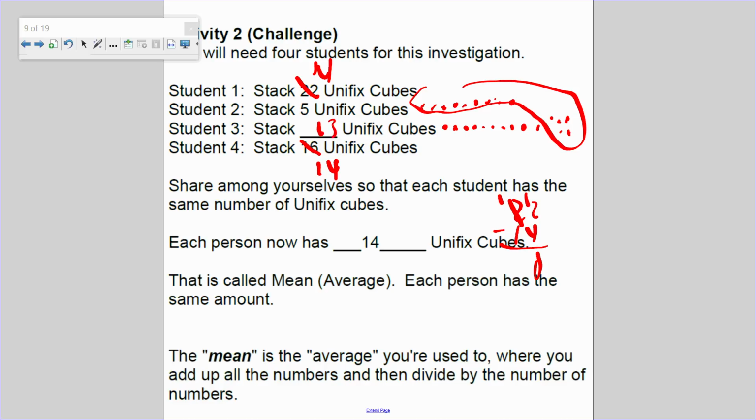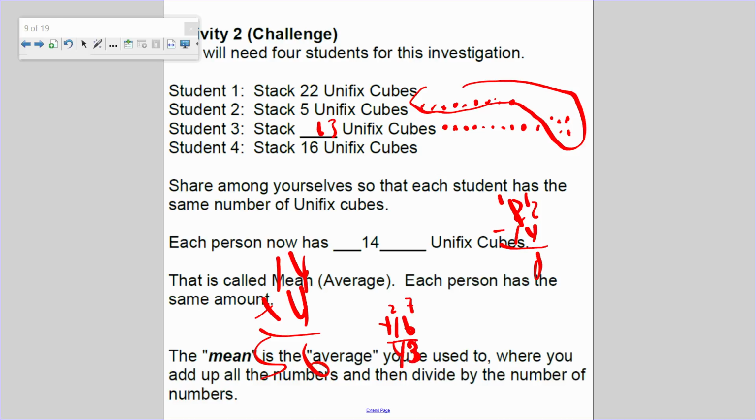Another way I could have done it is I can guess and check. If the average person has 14 and there's 4 students, 14 times 4, that means I need 56 cubes. If I add 5 plus 22, 27 plus 16, that's 43. So right now they have 43. They need 13 more to reach 56. That's another way I could have done it. Many ways you could do it.